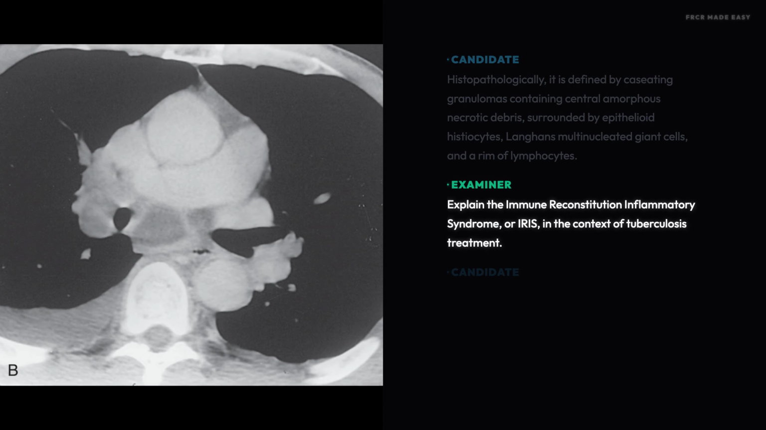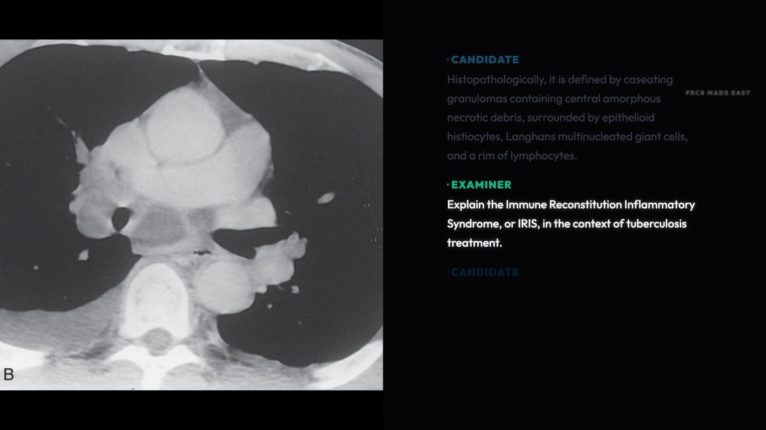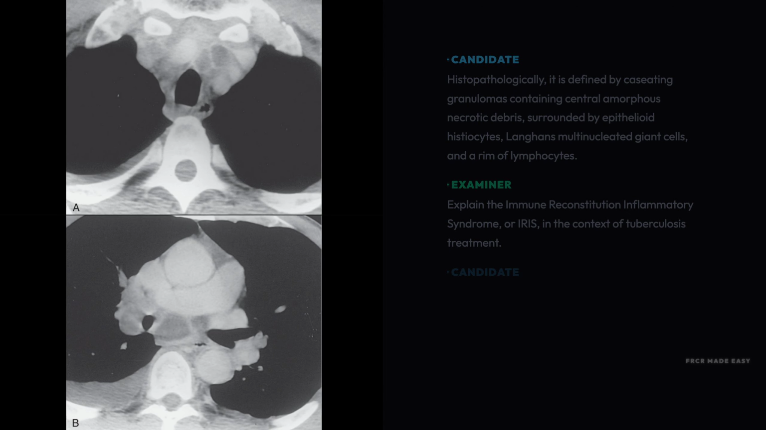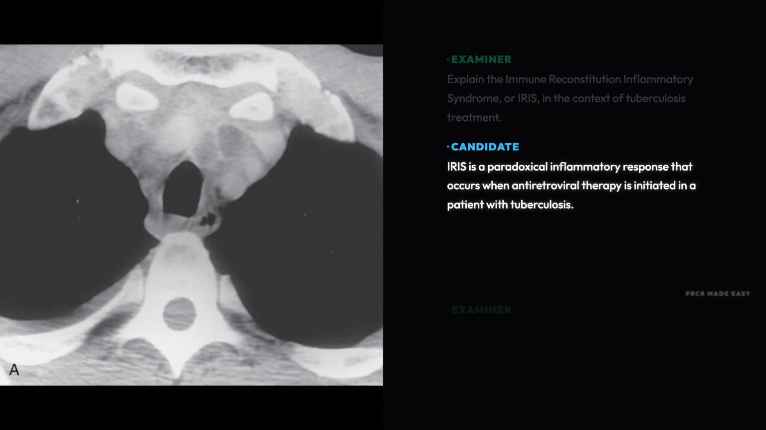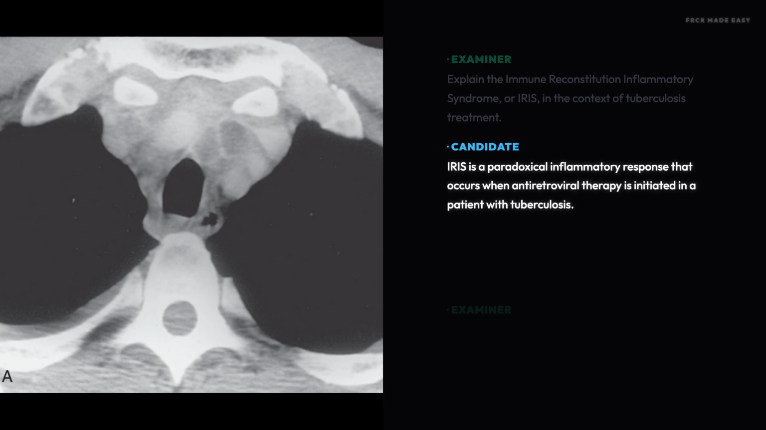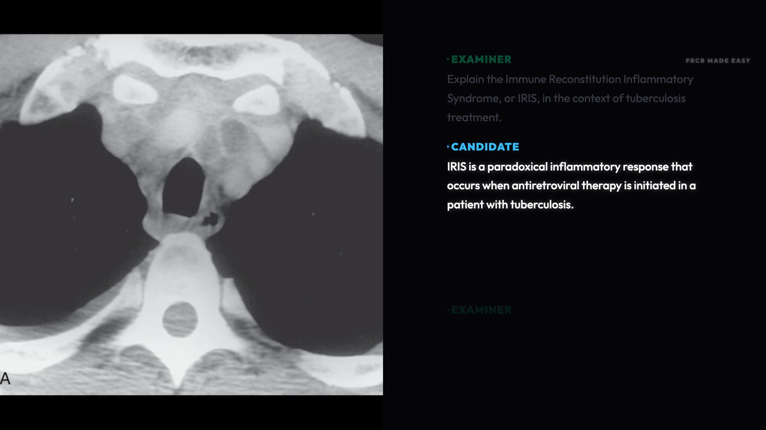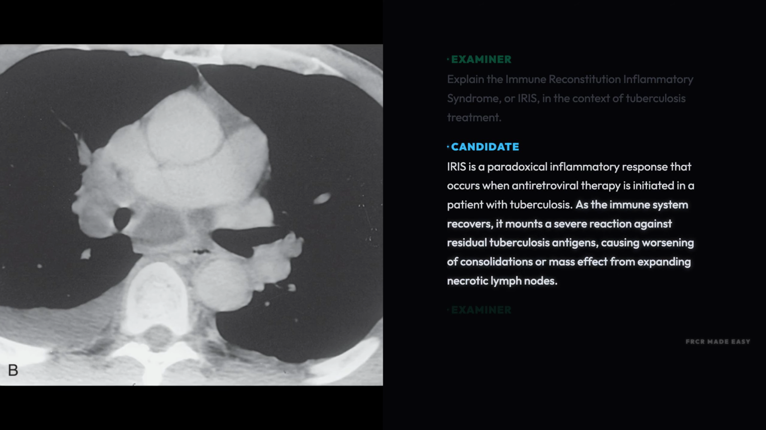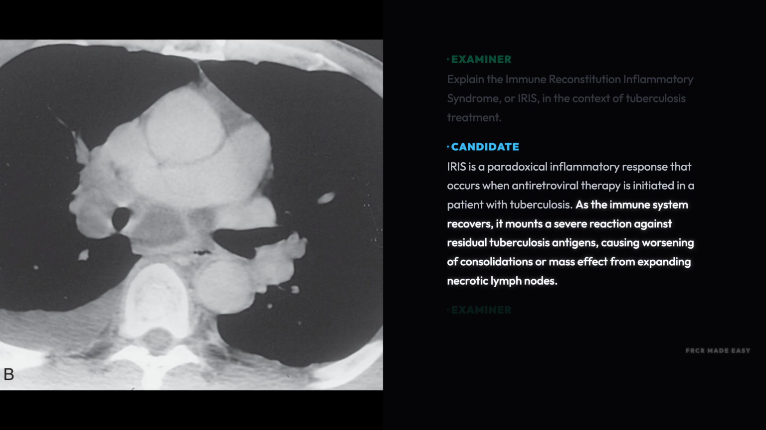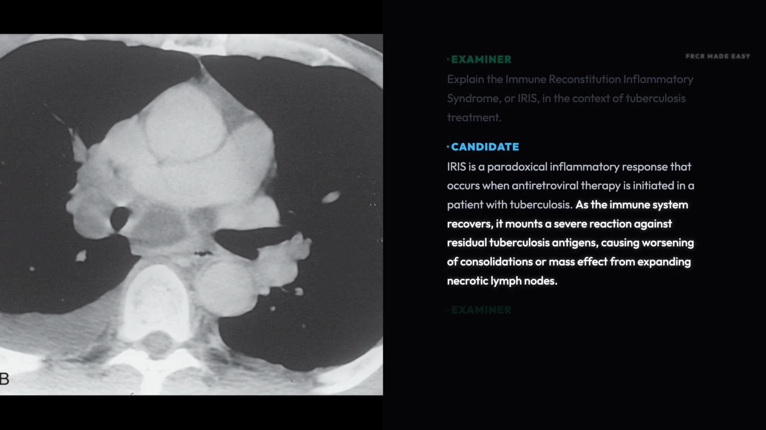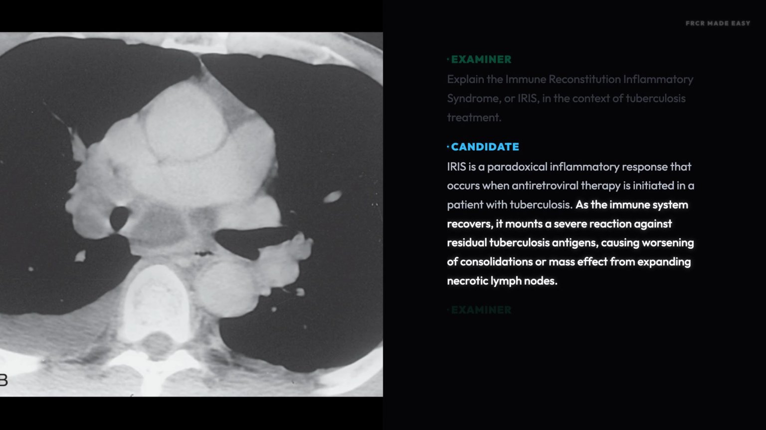Explain the immune reconstitution inflammatory syndrome, or IRIS, in the context of tuberculosis treatment. IRIS is a paradoxical inflammatory response that occurs when antiretroviral therapy is initiated in a patient with tuberculosis. As the immune system recovers, it mounts a severe reaction against residual tuberculosis antigens, causing worsening of consolidations or mass effect from expanding necrotic lymph nodes.